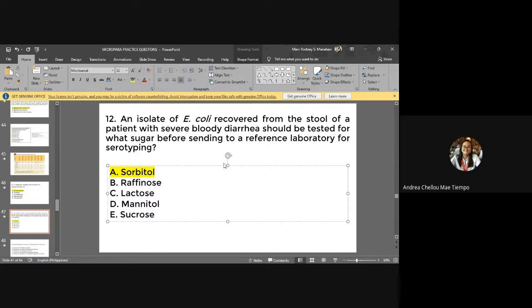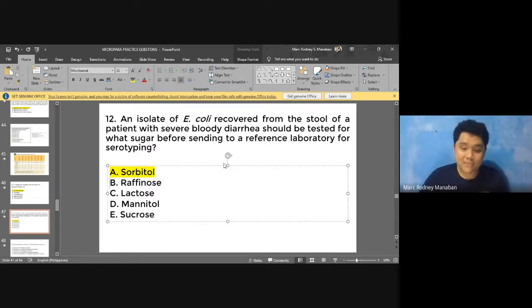O157H7. E. coli O157H7. Very good. Because of the severe bloody diarrhea, you are suspecting that the organism is E. coli O157H7 or EHEC, so press the buzzer. That is for sorbitol. Alright, very good.